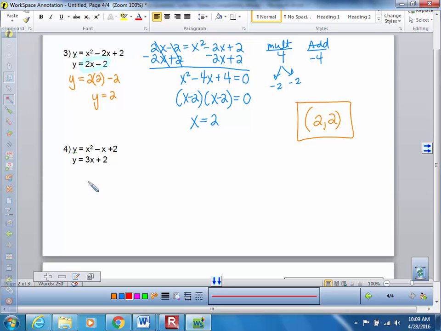We might as well. So, what's the first thing that we do, Haiti? Very good. We set the two y equations equal. Okay? Then what's our next step, Haley? You subtract 3x from both sides. Okay, that leaves us with 2 equals x squared minus 4x plus 2.